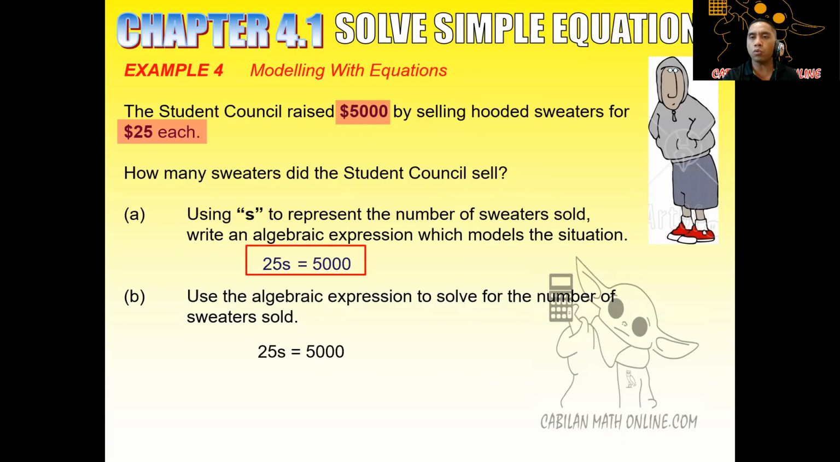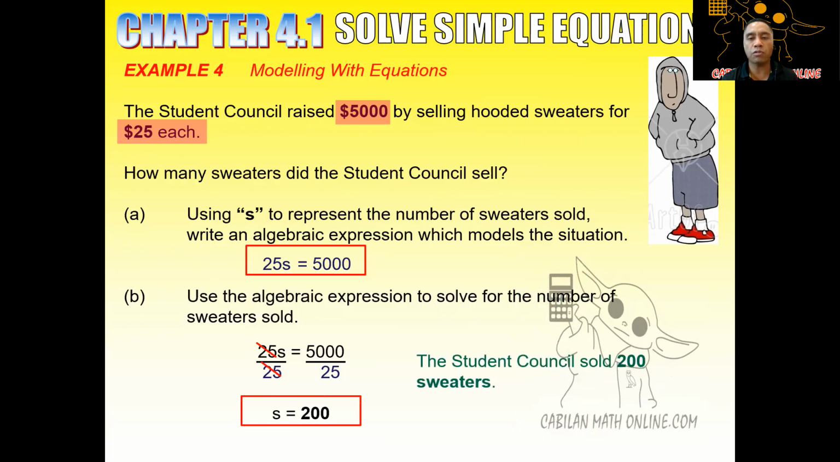Now, as you can see, the 25 and the S are grouped together by multiplication. So what we have to do is perform the opposite operation, which is division. Now remember, you always have to divide both sides by the coefficient, which is the number beside the letter. So we divide both sides by 25, which cancels out the 25 on the left side. So we get a grand finale of 200. And don't forget, this is a word problem, so don't forget to write down a therefore statement. So the student council sold 200 sweaters.